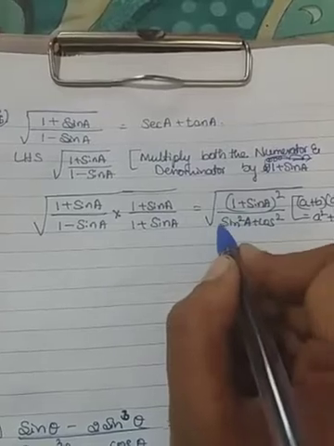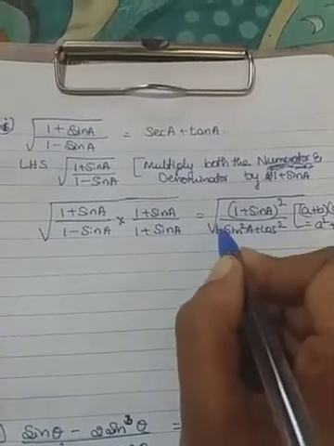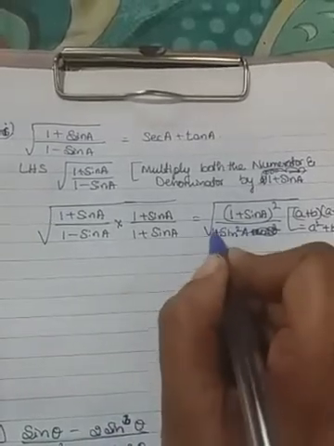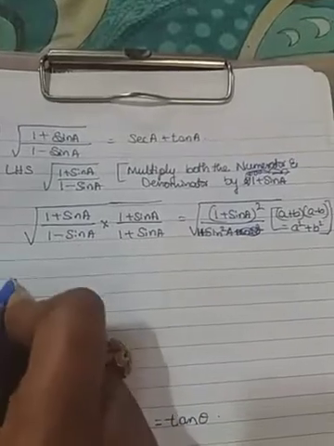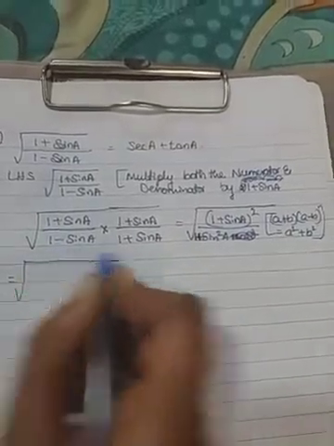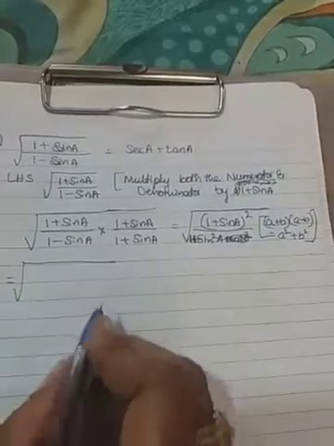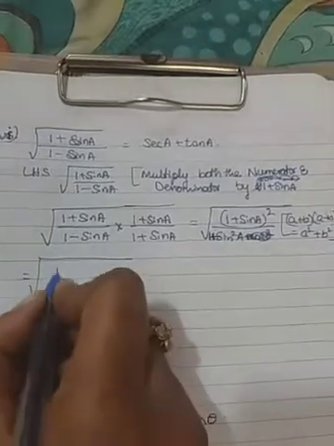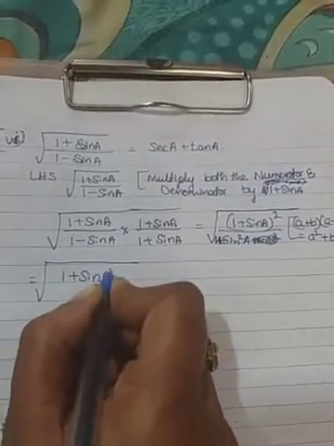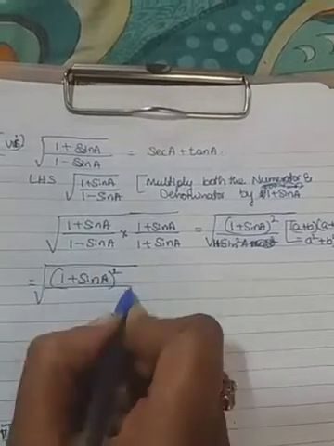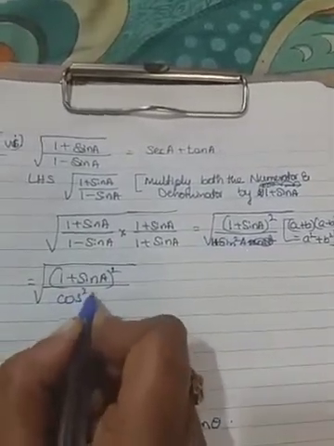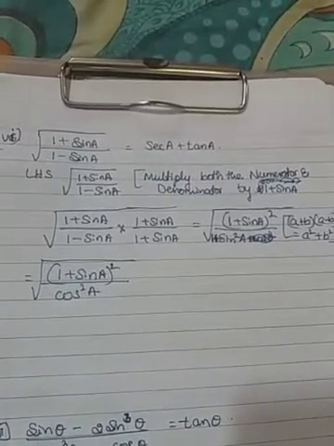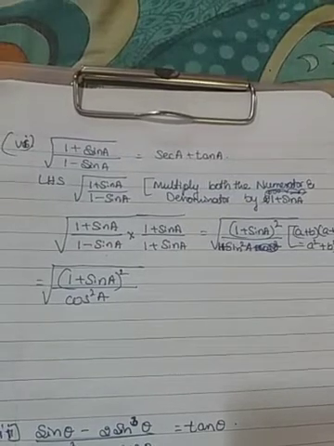Sorry, this is 1 plus sin square a. The a value is 1, and the b value is sin square a, so it will become 1 plus sin square a. Okay. So 1 plus sin a whole square divided by 1 plus sin square a, which is nothing but cos square a. Why? Because sin square a plus cos square a equals 1. Everybody knows that, right?